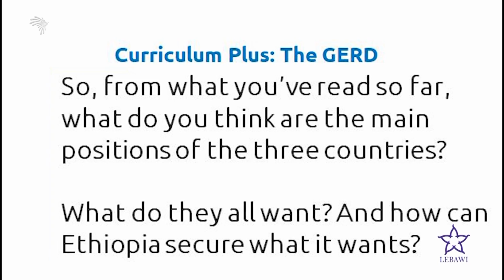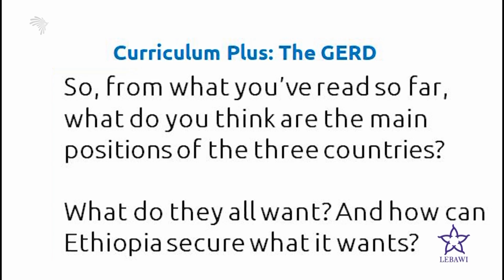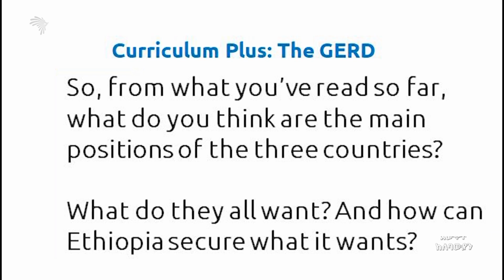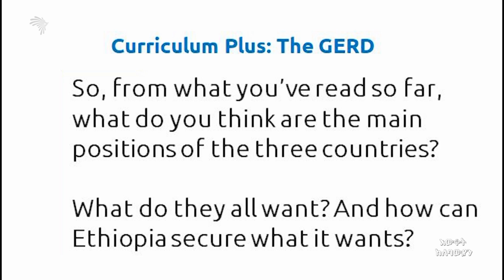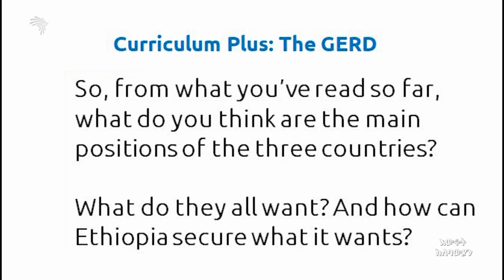From what you've read so far and from what you've heard on the news, what do you think are the main positions of the 3 countries? What do they all want? And how can Ethiopia secure what it wants?